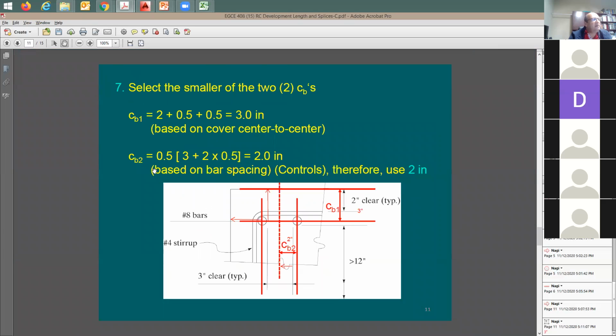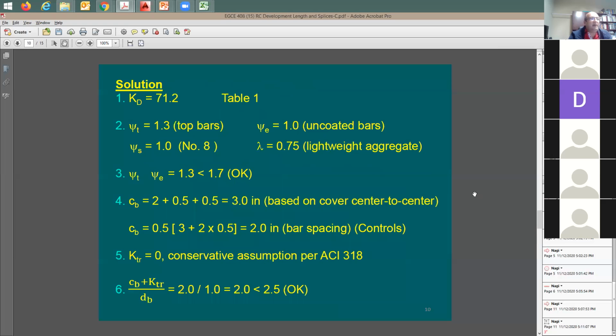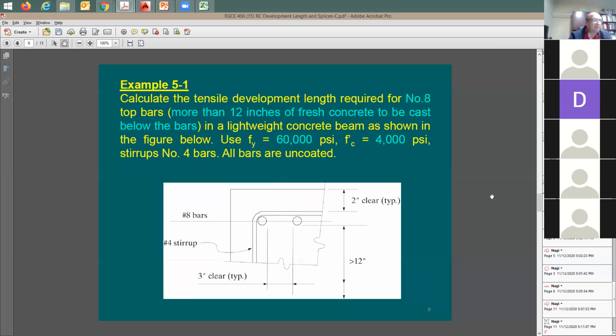And CB2 is going to be 1/2 inch or half of the total distance. Total distance is going to be 3 inch plus 2 times 0.5 from each side. You divide the whole thing by 2, it's going to be 2 inches. Like in here, 2 inches and 3 inches. And which one is going to control it? It's going to be the 2 inch. Now let me go back here because that was just through an example.